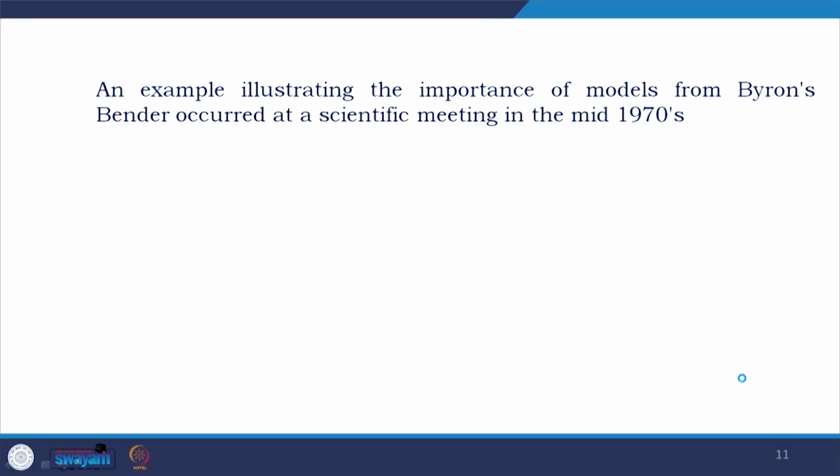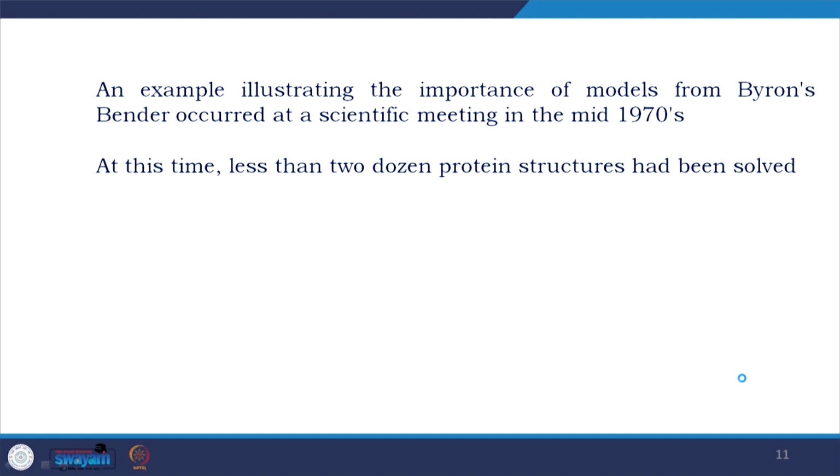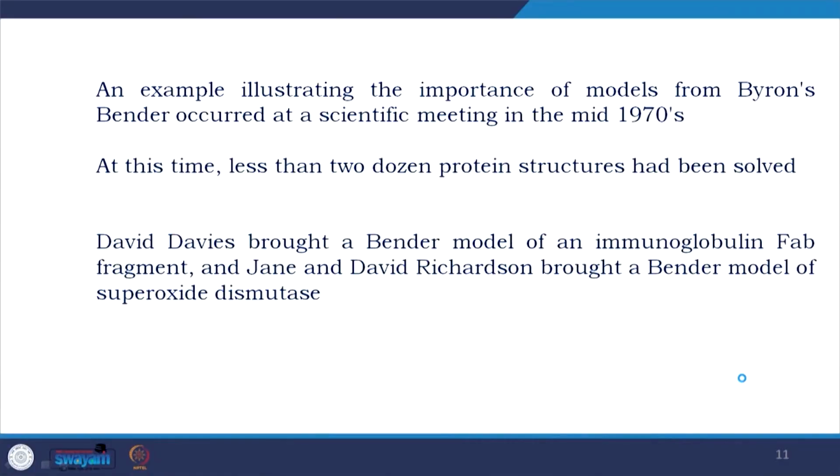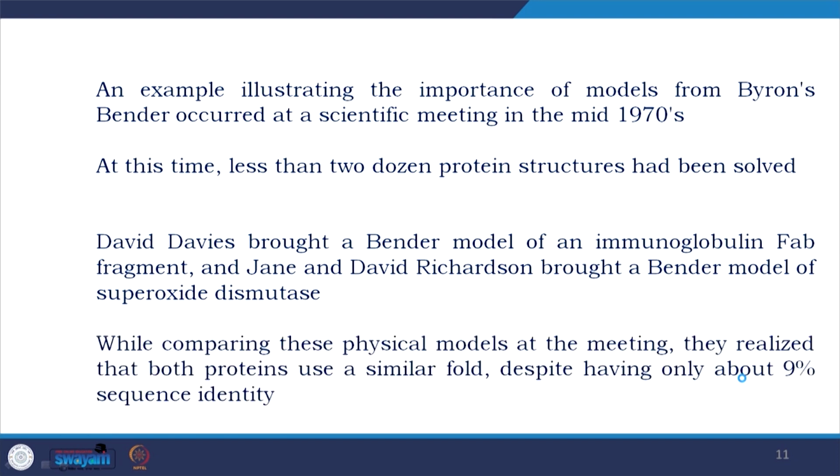An example illustrating the importance of models from Byron's Bender occurred at a scientific meeting in the mid 1970s. At this time, less than 2 dozen protein structures had been solved, as we have already looked at during our journey in structural biology. David Davies brought a Bender model of an immunoglobulin Fab fragment, and Jane and David Richardson brought a Bender model of superoxide dismutase.